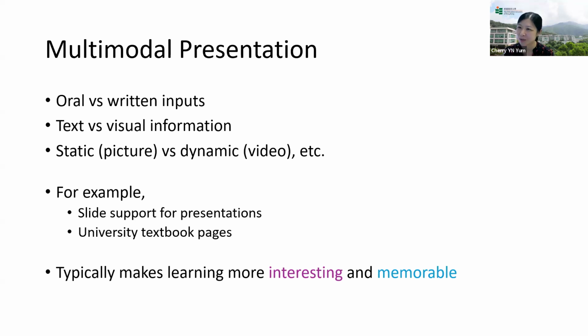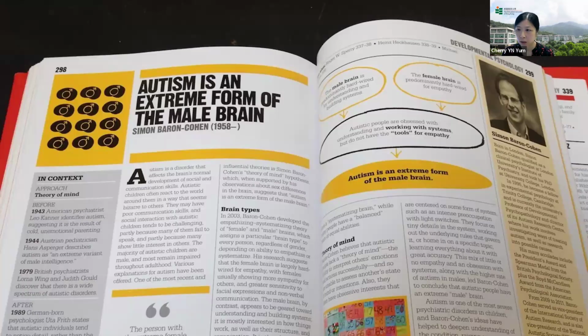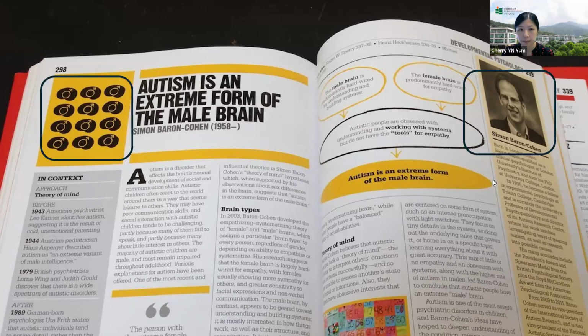I just mentioned slide support for presentations, but we also commonly see this in university textbooks. This kind of learning material design is supposed to make learning more interesting and more memorable. In the next page, we'll see an example. This is a typical psychology textbook, and you'll see in the boxes here that pictures are inserted to illustrate the key concepts that are mentioned. Also, there are different ways of presenting materials, for example, through timelines and through these kinds of concept map designs to help students learn and recall materials.